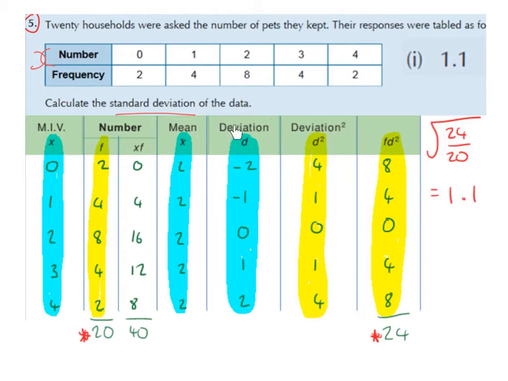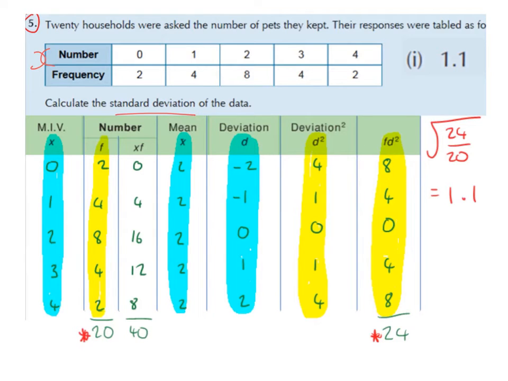Next we want to get our difference, or our deviation. So it's going to be our x values minus the mean. So 0 minus 2 is minus 2. 1 minus 2 is minus 1. 2 minus 2 is 0. 3 minus 2 is 1. 4 minus 2 is 2. Next we want to square our deviation. Minus 2 squared is 4, minus 1 squared is 1, 0 squared is 0, 1 squared is 1, 2 squared is 4. Remember, we should only ever have positive values here because anything squared is positive.